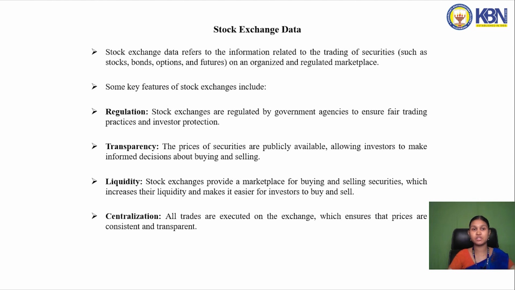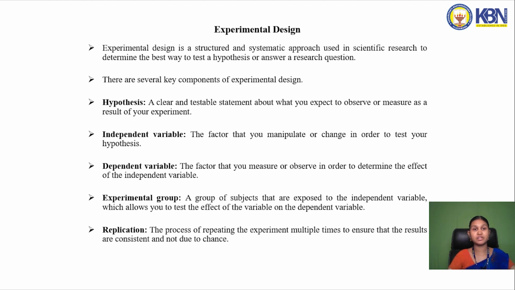And some key features are there. First one is regulation. These are regulated by government agencies only. Next one, transparency. The prices of securities are publicly available and they decide buying and selling. Next one is liquidity. It provides a marketplace for buying and selling securities. It increases the number of investors to buy and sell. Next one, centralization. A trader can execute on the exchange while the prices are constant and transparent.